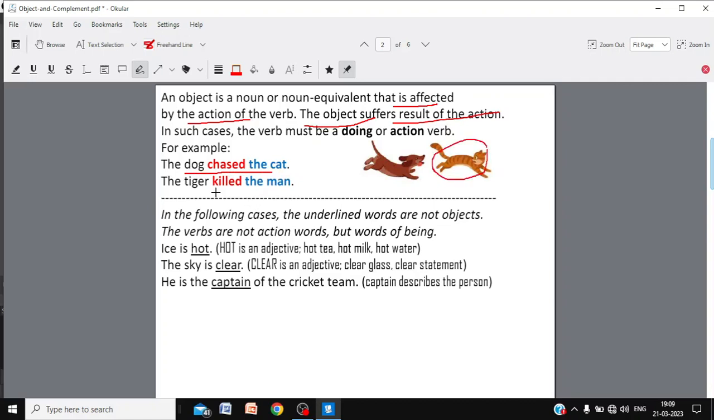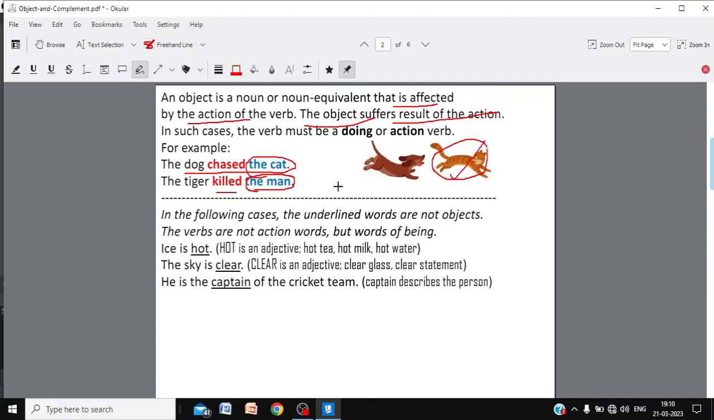The tiger killed the man. Killed. The man suffers the consequences. That means the man dies. Death is a consequence. So the man is affected. The man's life is lost. The cat is affected. Instead of resting peacefully, it has to run at full speed.